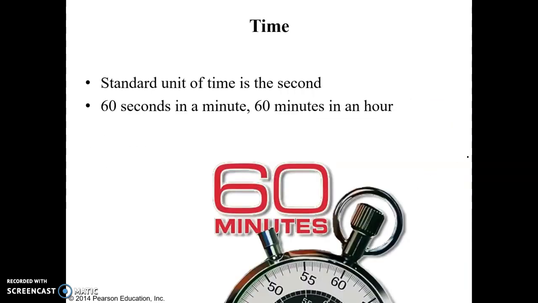Units of time, fortunately, are the same. There is no difference between the metric system and the English system. Time is time, and the standard unit of time we will use is a second. And as I'm sure you're all aware, there are 60 seconds in a minute and 60 minutes in an hour.